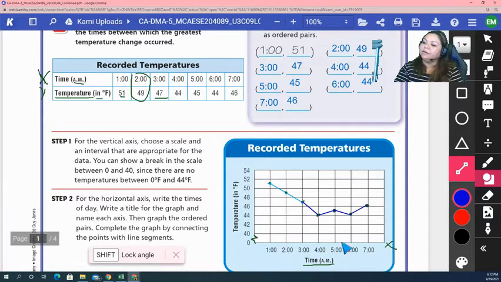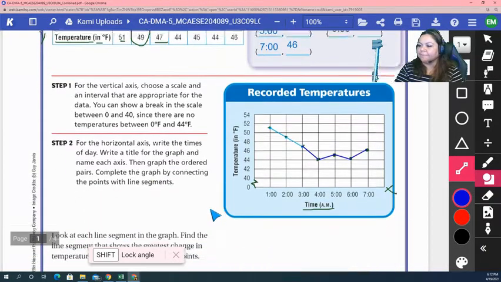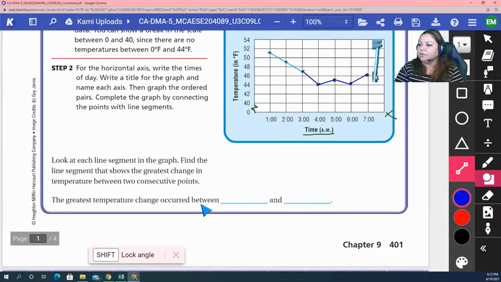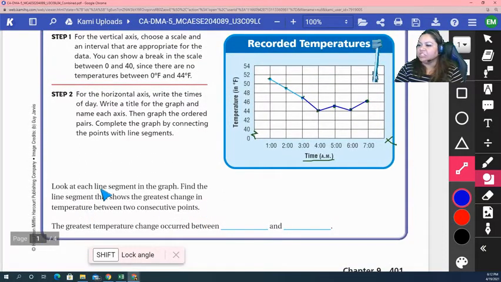And there we completed our line graph. Okay, so now it says look at each line segment in the graph. Find the line segment that shows the greatest change. So the question was asking us which one shows the greatest change. The greatest change would appear where you see that there's a greater angle from point to point.